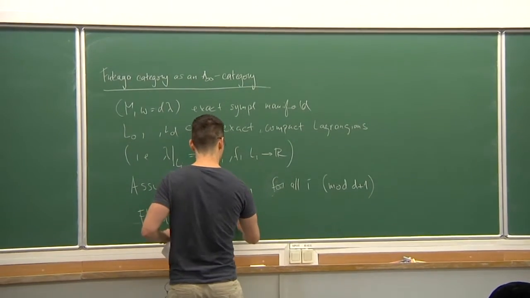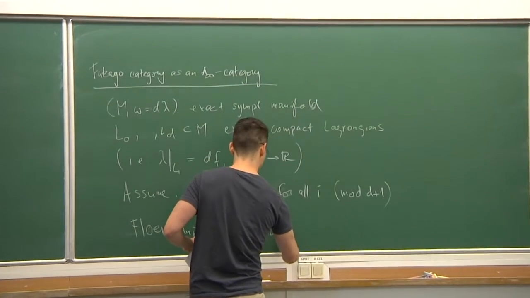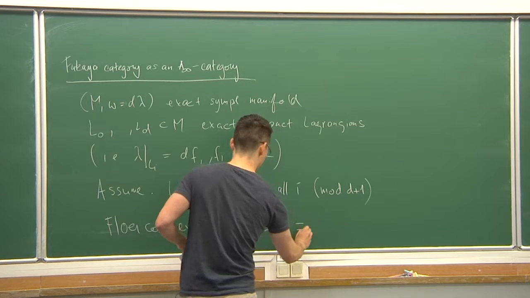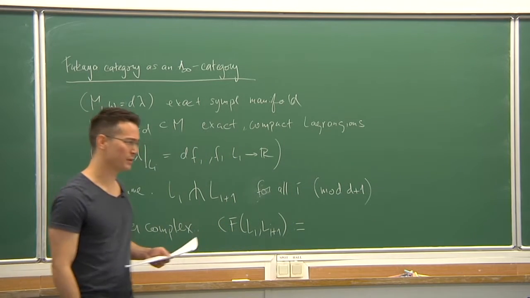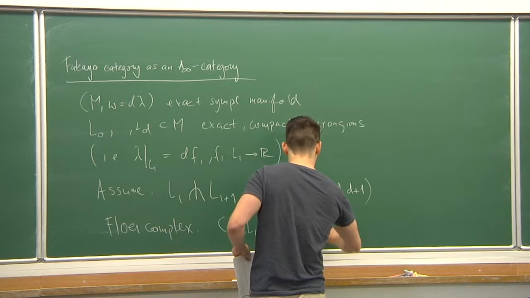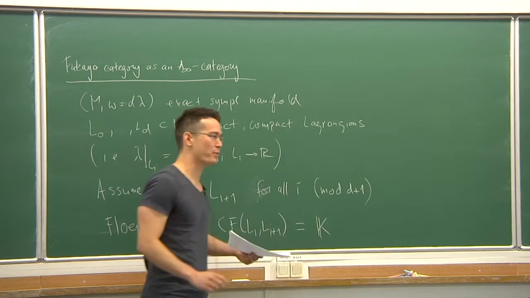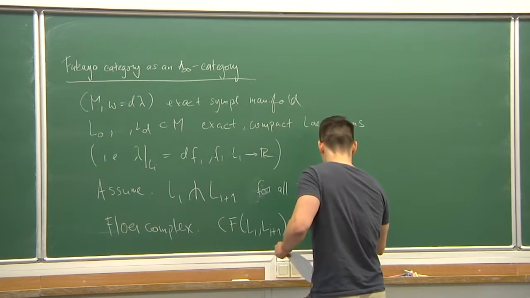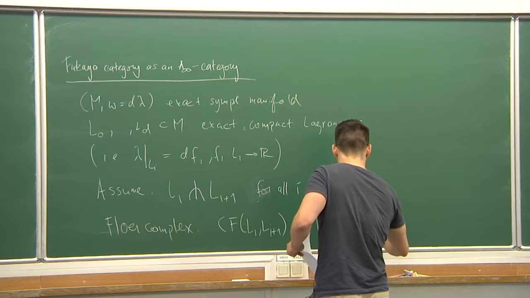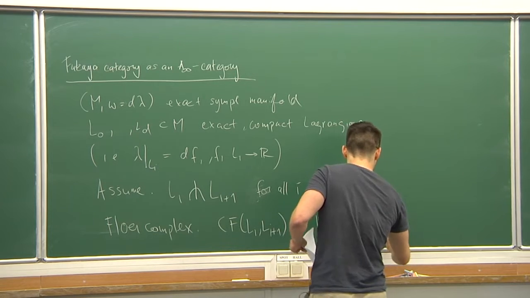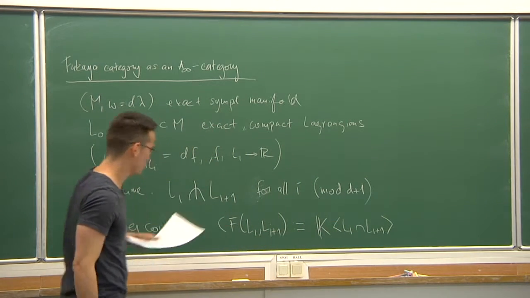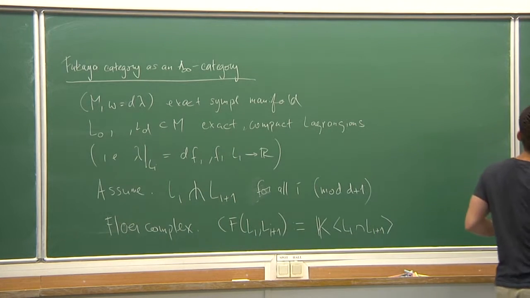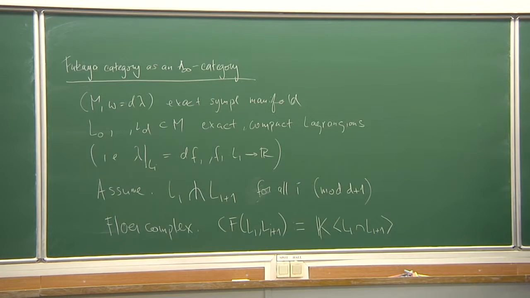This is defined to be CF(Li, Li plus 1). What you do is pick your favorite field, call it K, and you look at the vector space generated by the intersection points of Li and Li plus 1. So I'll write it this way. Okay, so we'll move on over here. Now we define composition maps.